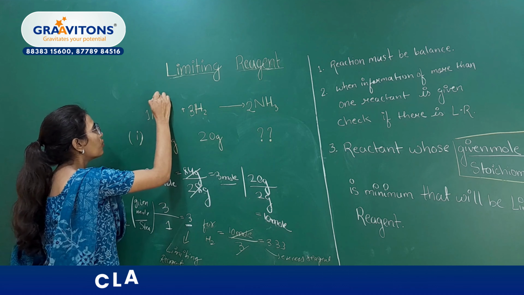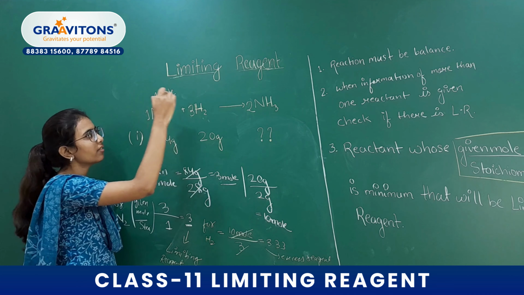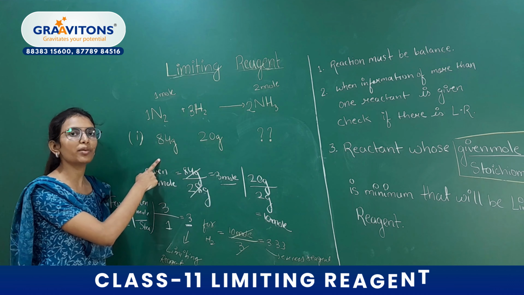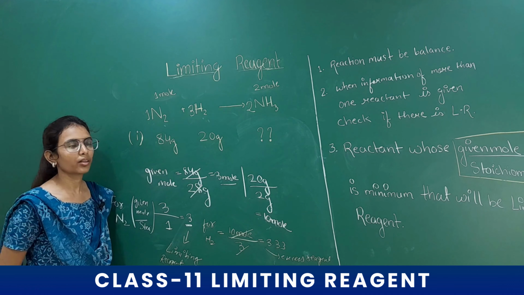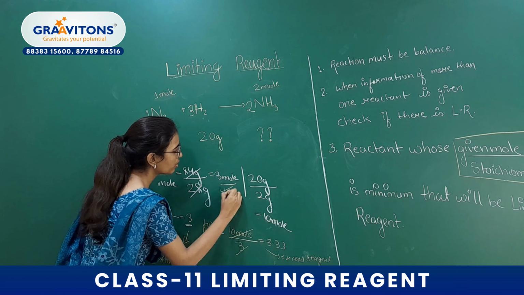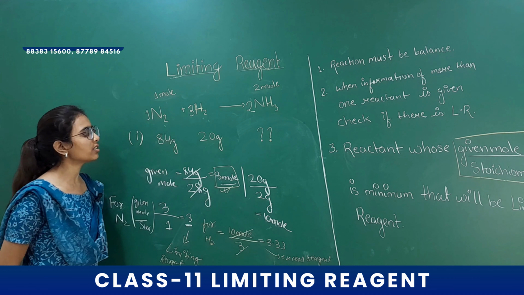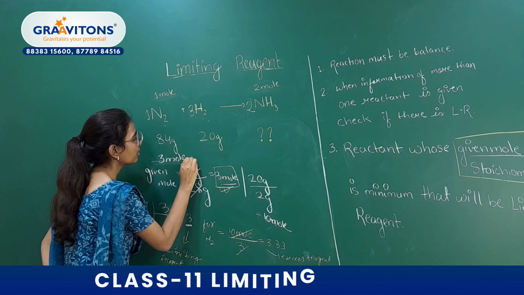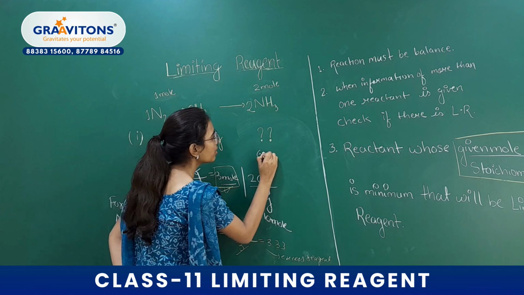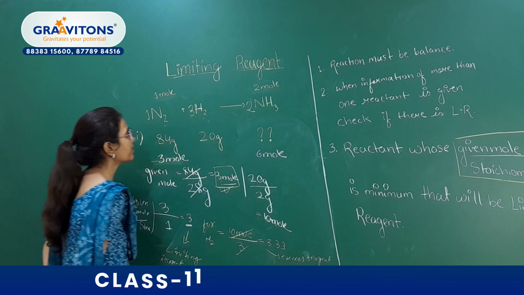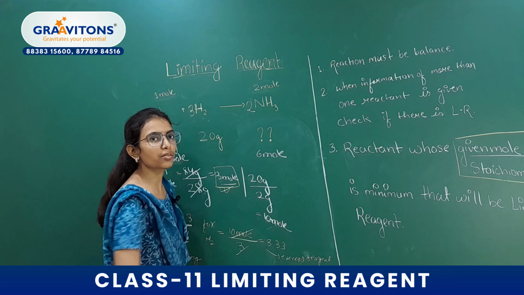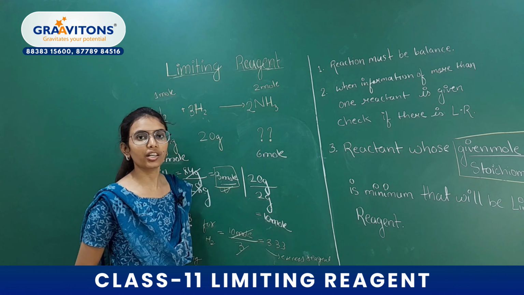Now check: 1 mole of nitrogen will give out 2 mole of ammonia. Hydrogen will not decide. Nitrogen will decide because nitrogen is our limiting reagent. How many moles have we calculated? 3 mole of nitrogen. 1 is giving 2, so definitely 3 will give 6 mole. It means that on reacting 84 gram of N2 and 20 gram of H2, you will get 6 mole of ammonia. Now you have to check how much in gram.